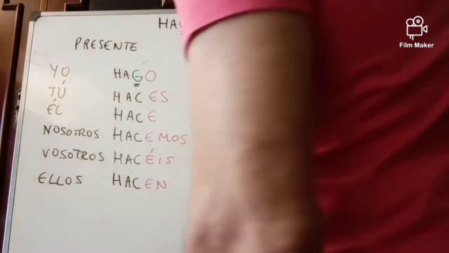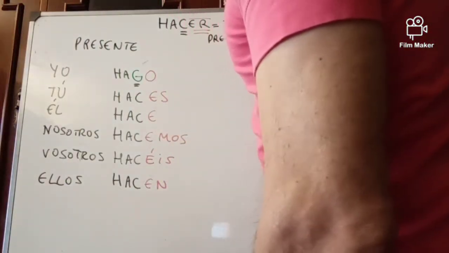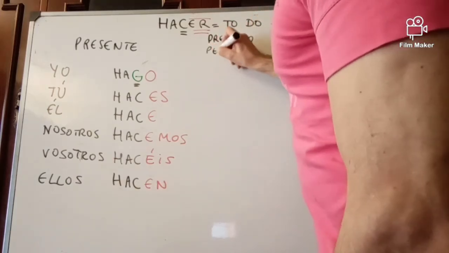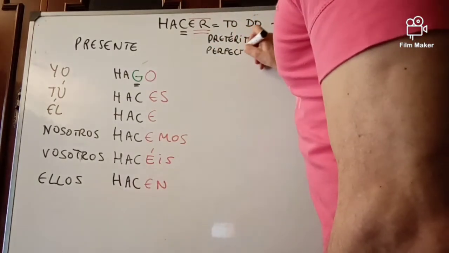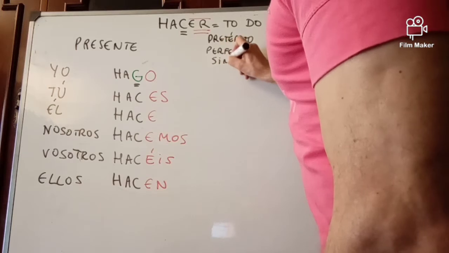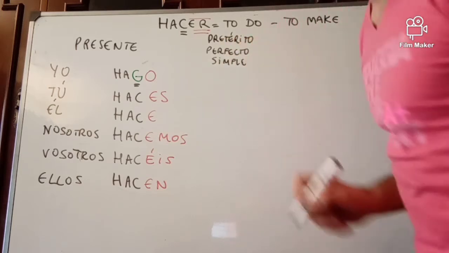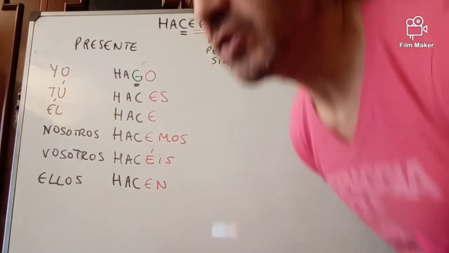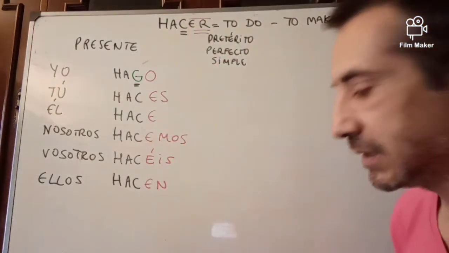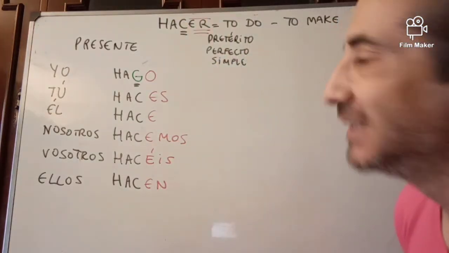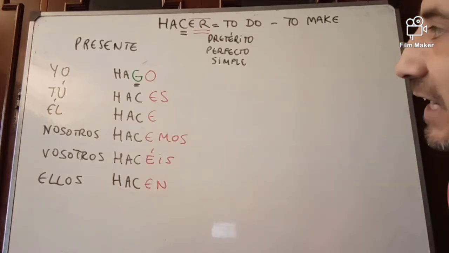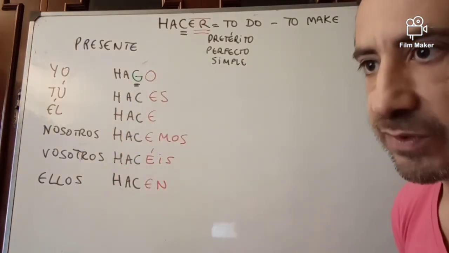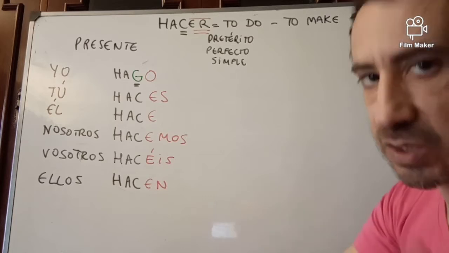Sorry, pretérito perfecto simple. Pretérito perfecto simple. What a long name for the tense. What you call the simple past. Well, here the change is dramatic. Here I cannot write the root because the root itself is totally different.